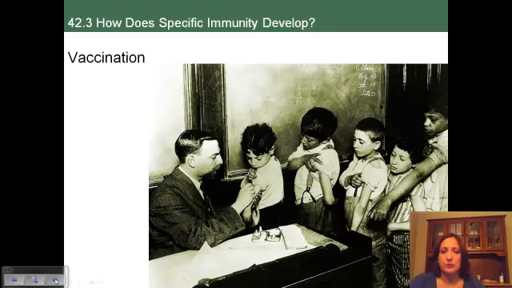But this is a picture of a bunch of kids lined up to get their vaccinations. And that's the end of this lecture. I hope it helped.